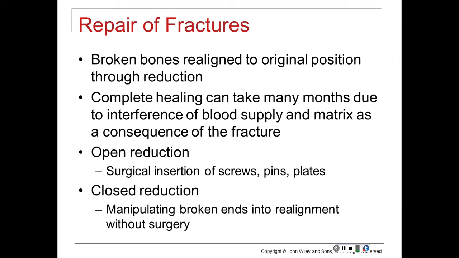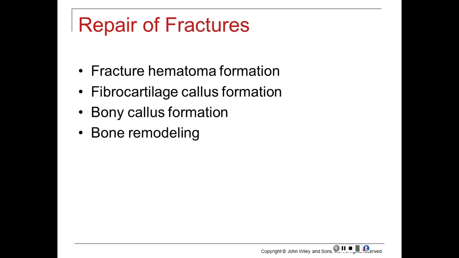Because of the interference of blood supply, I should say, because our bones are highly vascular, there's lots of blood flowing through our bones, and if the bone is a complete break, the blood supply is affected to that bone, so the osteoblasts aren't able to get the nutrients they need to grow. An open reduction would require the surgical insertion of screws, pins, or even plates, whereas a closed reduction would just be manipulating the ends without any surgery.